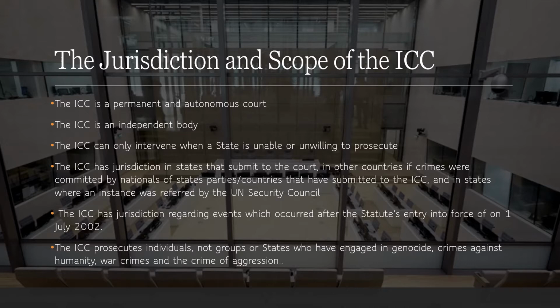The ICC has jurisdiction regarding events which occurred after the statute's entry into force on 1 July 2002, meaning that the ICC cannot retroactively prosecute or try individuals for crimes committed before the 1 July 2002 cutoff. The ICC prosecutes individuals, not groups, which makes it different from the International Court of Justice, or states who have engaged in genocide, crimes against humanity, war crimes, and the crime of aggression.